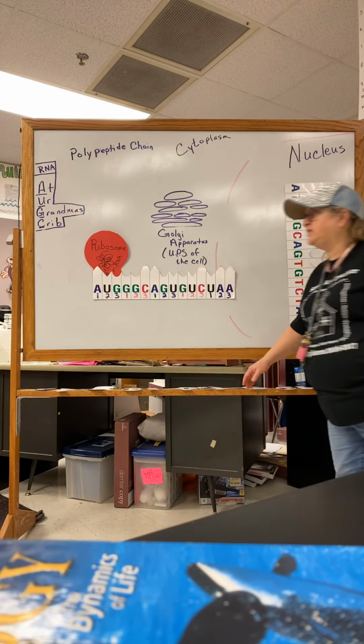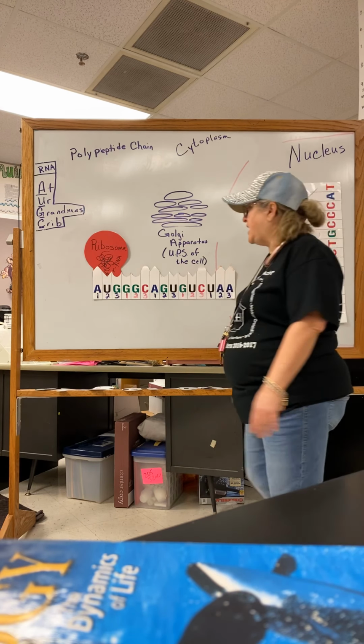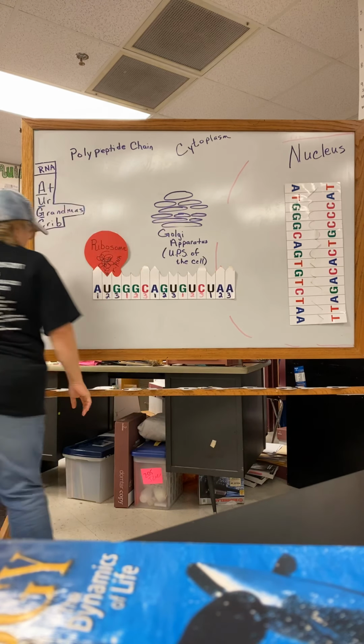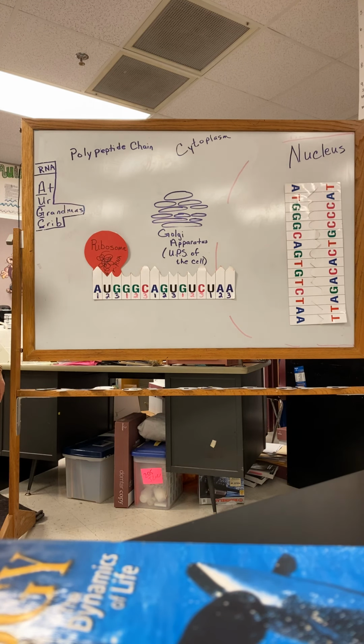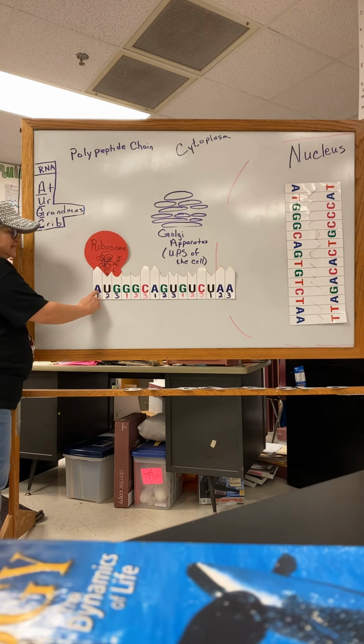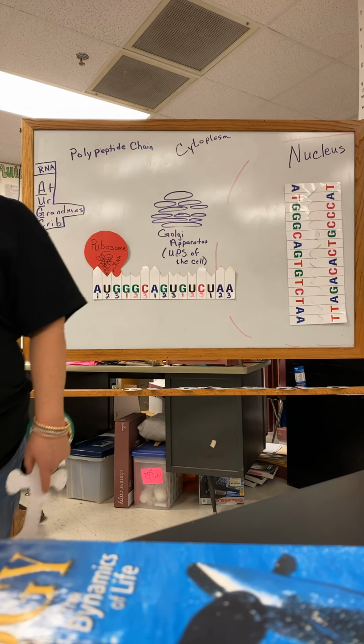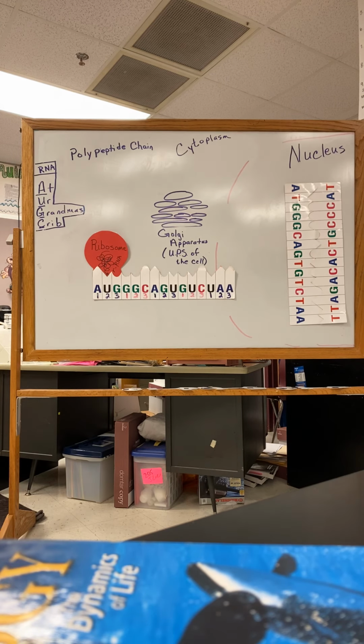So we're over here with messenger RNA, and it has attached to the ribosome. And so messenger RNA, the first codon is AUG, okay? I want you to read your codon chart. So AUG, what does it code for? That's right, it codes for methionine.